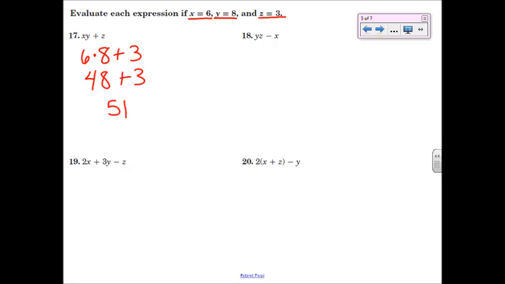Then I have number 18, y times z minus x. Y is 8 times z is 3 minus x is 6. So I don't have parentheses, I don't have exponents, I do have multiplication. So that's the next thing I run into. 8 times 3 is 24. Minus 6, that's my last step. 24 minus 6 is 18.